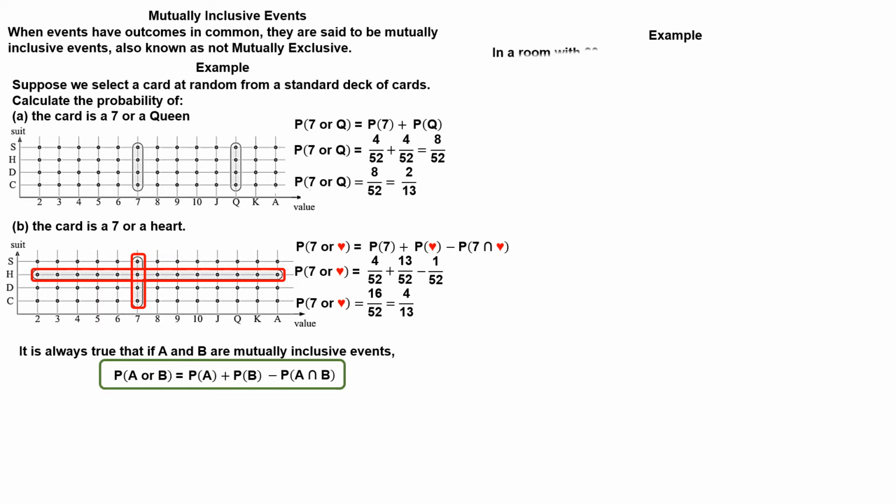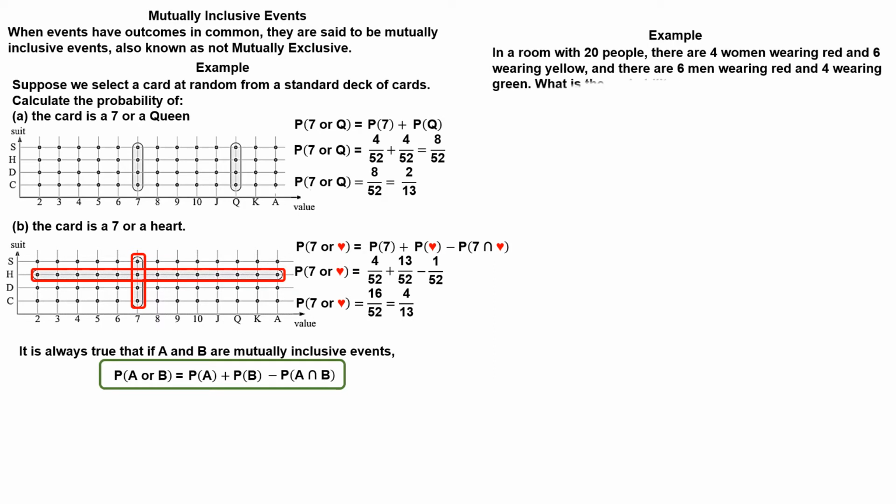In a room with 20 people, there are 4 women wearing red and 6 wearing yellow. And there are 6 men wearing red and 4 wearing green. What is the probability of randomly picking one person who is either wearing red or is male? The number of total outcomes is 20 because in the room there are 20 persons.